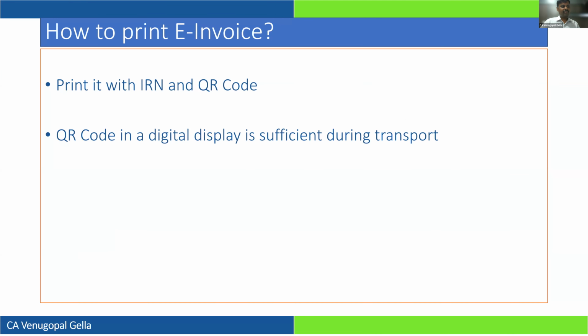What are the documents I have to print on the invoice after the e-invoice? You got to print the QR code. The QR code is required to be printed. And the officer who is intercepting the vehicle has an option to digitally scan that, and he will see whether the e-invoice and E-waybill is done or not.